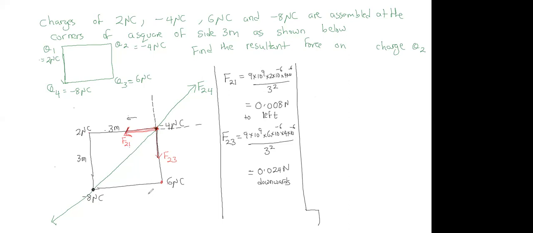Now we want to obtain that distance. But when you look at it, it is a right angled triangle. So in order for us to get this one, we shall use Pythagoras theorem. Root of 18. So here we shall write root of 18. So now we go and get that force. I'll say force F24, which is 9 exponent 9 times 4 exponent negative 6 times 8 exponent negative 6 divided by root of 18 squared. Now to maintain accuracy, go with your root.